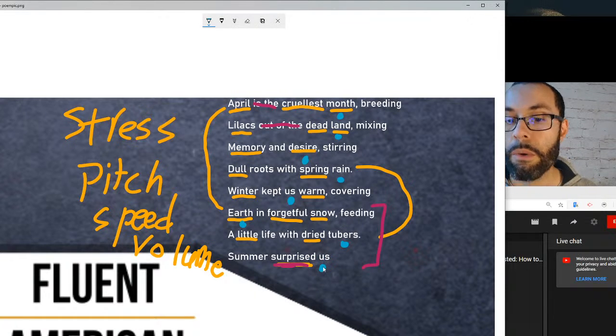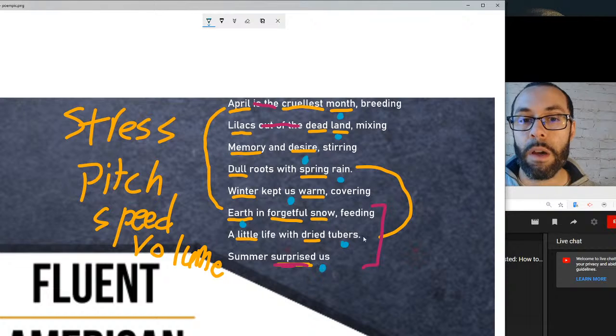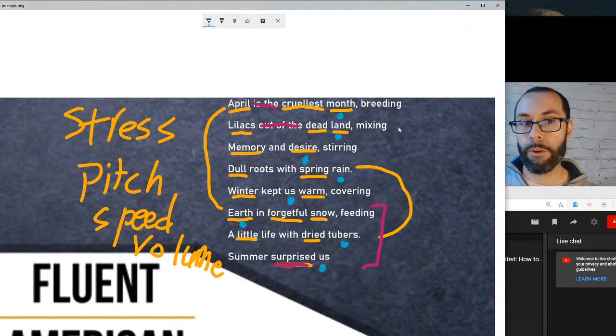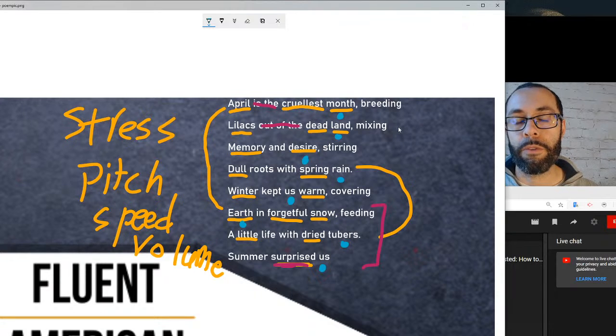Okay. So I'm going to say each of these lines twice. The first one, I'm going to use it with our original stress, and then the second one with these adjusted stresses. Okay, so the first sentence, our original stress. April is the cruelest month, breeding, versus April is the cruelest month, breeding. Okay, how about the next line? Originally, it was lilacs out of the dead land, mixing, and now it becomes lilacs out of the dead land, mixing. Our next line, original, memory and desire, stirring, versus memory and desire, stirring.